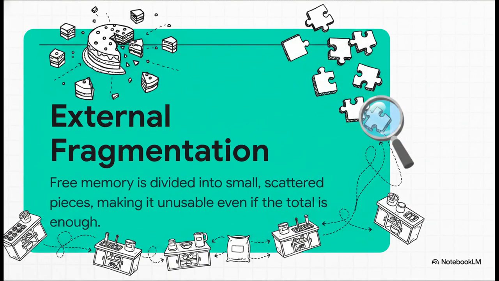This whole mess, this disaster, actually has a name. It's called external fragmentation. And yeah, it's pretty much the villain of this story. The cake analogy here is perfect. It's like you have all the ingredients you need, but the flour is in one kitchen, the eggs are in another, and the sugar is in a third. You have enough stuff, but you can't get it all in one place to actually bake the cake.